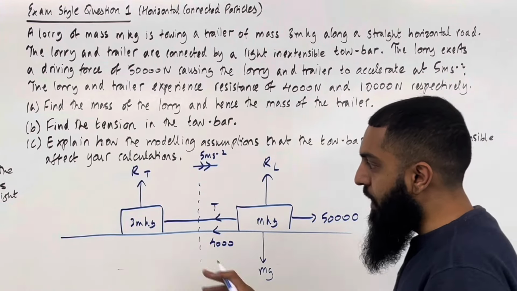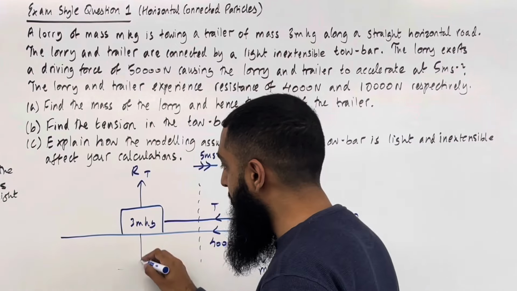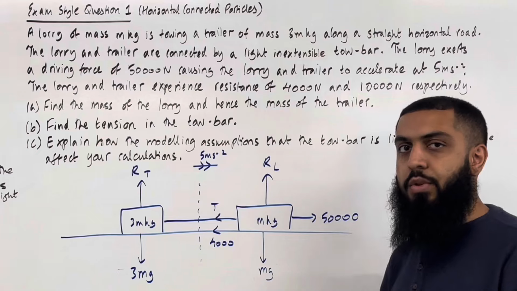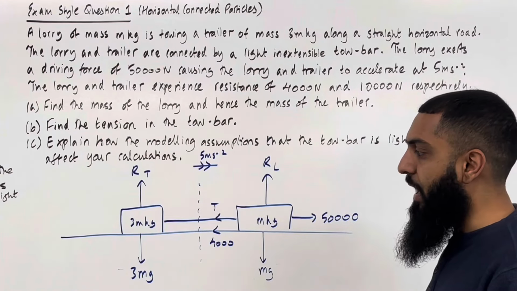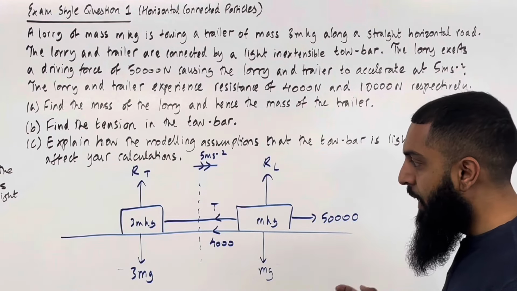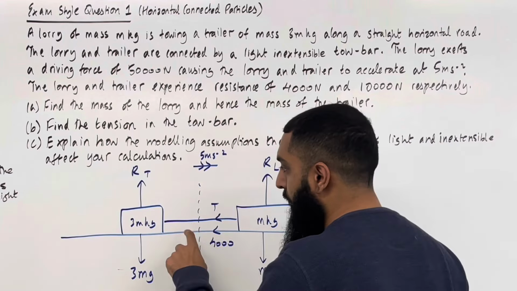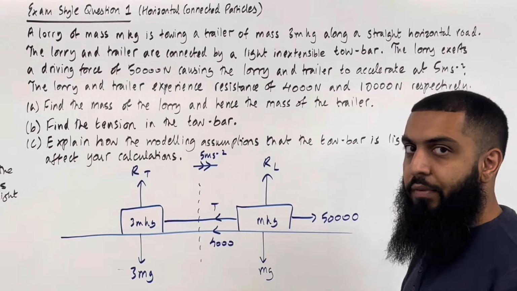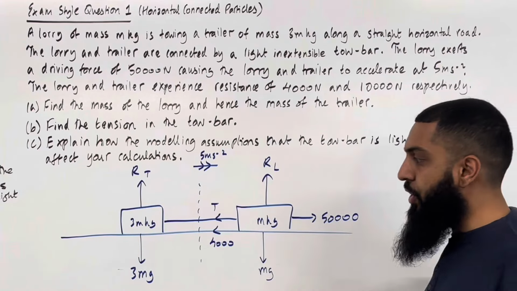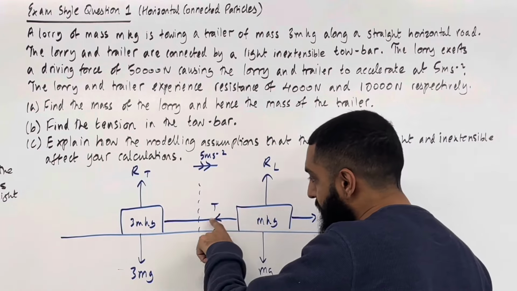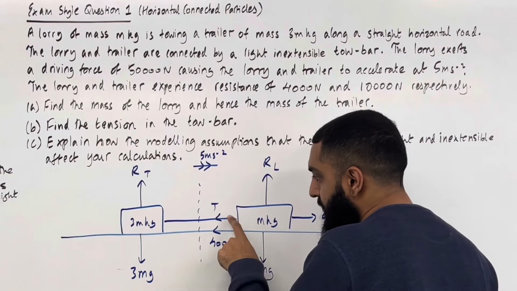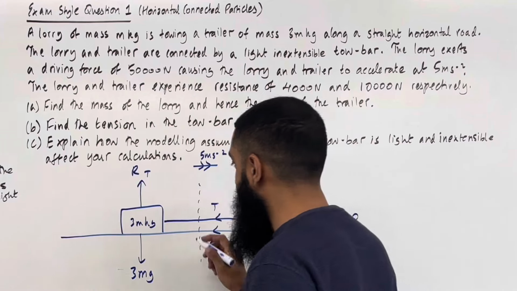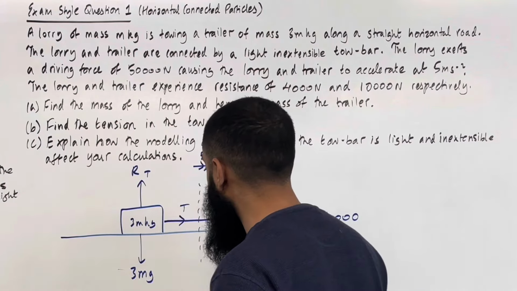We've got the weight of the trailer acting vertically downwards. This is given by 3mg. Again, g is acceleration due to gravity. g is equal to 9.8 meters per second squared. Now let's have a look at the tension in the tow bar for the trailer. Using Newton's third law, for every action there's an equal but opposite reaction. So since there is a tension acting to the left for the lorry in the tow bar, the tension for the trailer will act to the right in the tow bar.